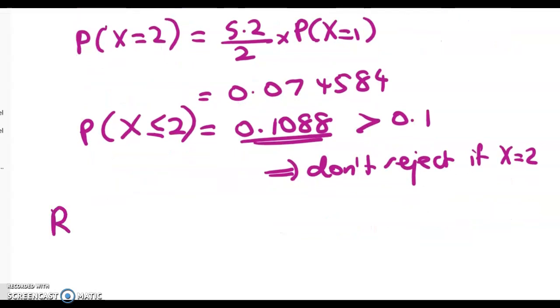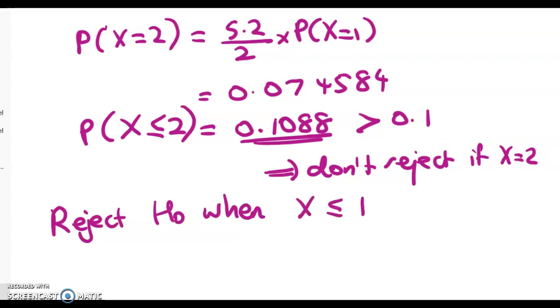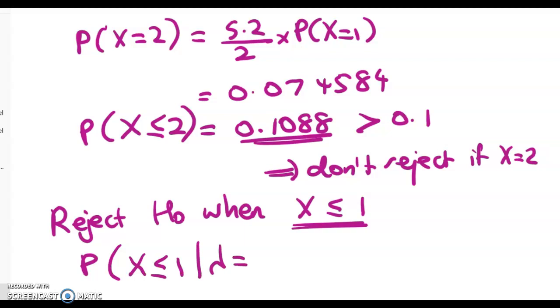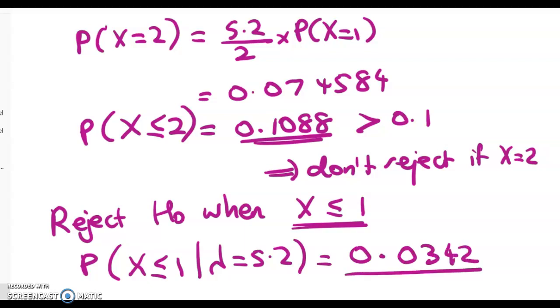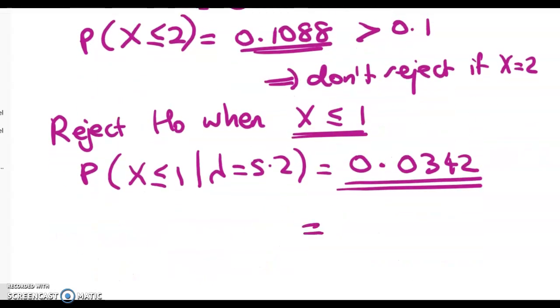So when do we reject? Well, we reject H0 when x is equal to 0 or 1. And the probability of that happening when lambda is 5.2 is what we just figured out. It's equal to 0.0342. So this is my type 1 error.